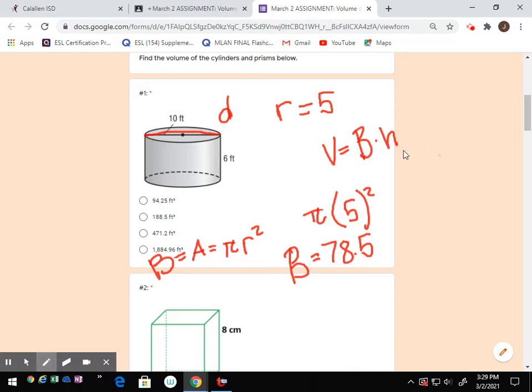So going back to our original equation right here, volume is equal to big B times H. We can write volume is equal to 78.5 times our height of the whole cylinder. So our height of the whole cylinder is 6. So H is equal to 6. So 78.5 times 6. Let's go do that in our calculator real quick.